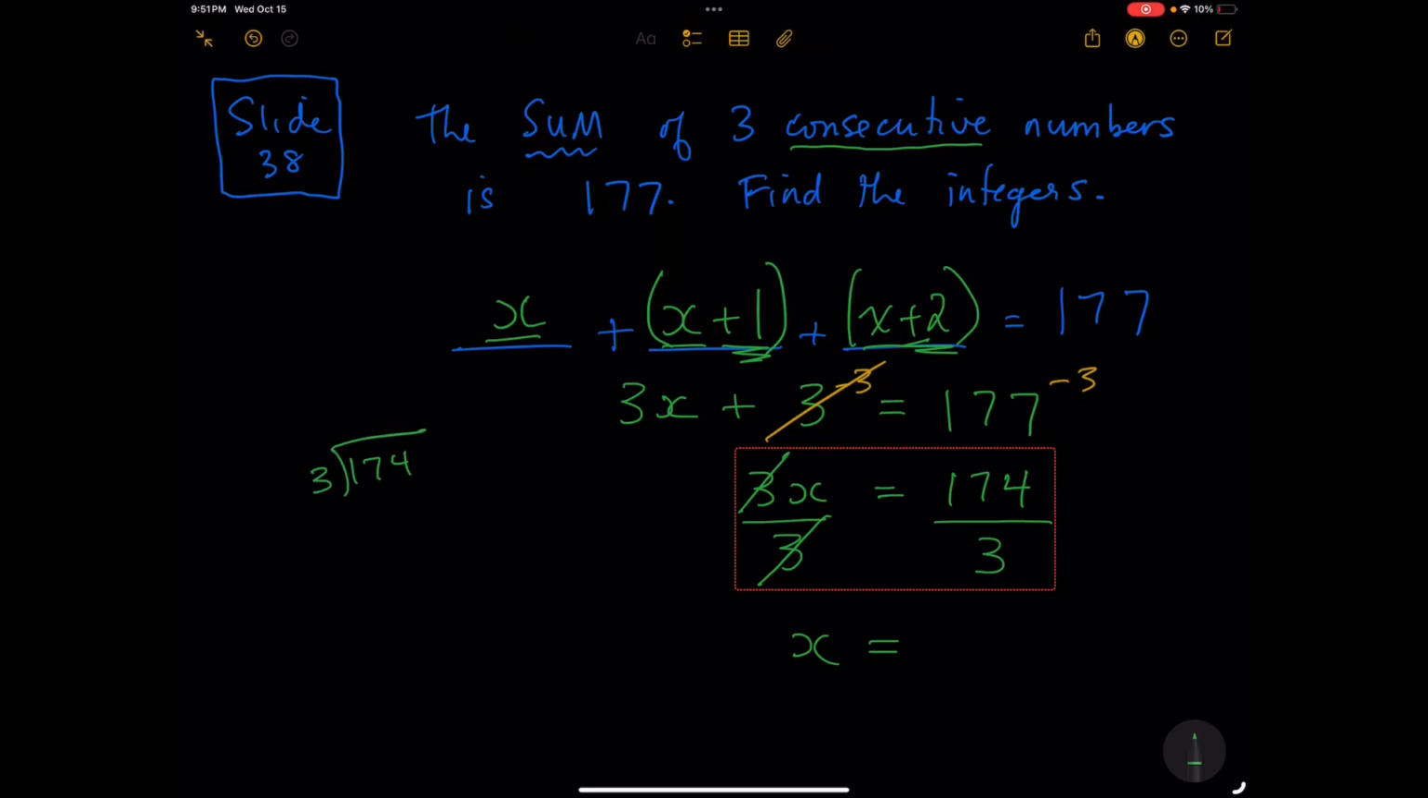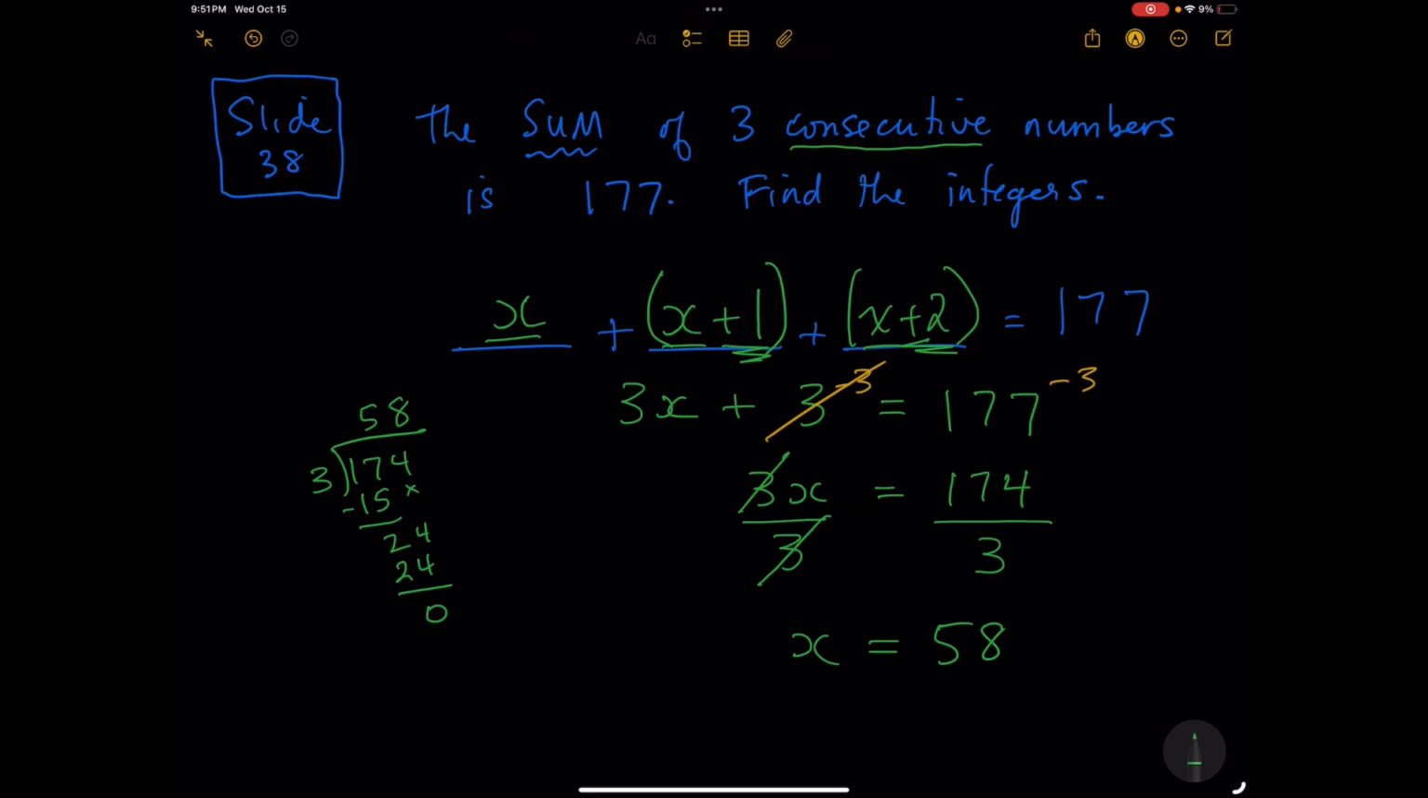Well, 3 into 17 goes 5 times. I'm going to do long division just to remind you. I'll bring down the 4. 3 into 24 goes 8 times. Woohoo! Nice, with no remainder. So x equals 58.